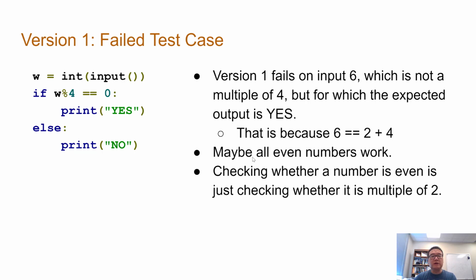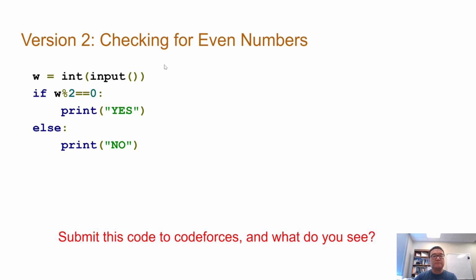So 6 can be divided into the sum of two positive even numbers, even though it's not a multiple of 4. So let's make a guess. Maybe all even numbers work. And we also know how to check whether a number is even. We simply check whether it's a multiple of 2. So this is version 2. We are checking for even numbers. I recommend you submit this code to Codeforces and check the result. The only difference is we replace the 4 with the 2.